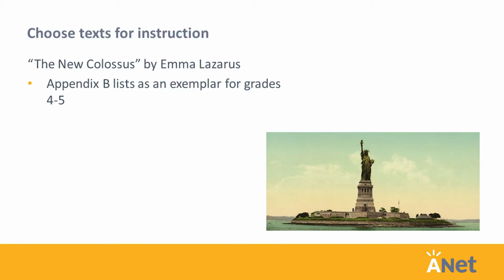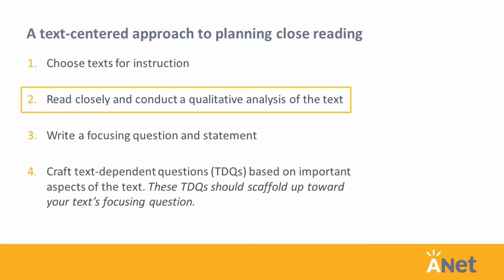In this screencast, we'll be working with a poem called The New Colossus by Emma Lazarus. It's listed in Common Core Appendix B as an exemplar for grades 4 to 5. So it's brief, a poem, and as a Common Core exemplar, we can feel confident it's both high quality and complex. Now that we have our text, let's talk about the next piece of this planning approach, which can be summed up as know the text.